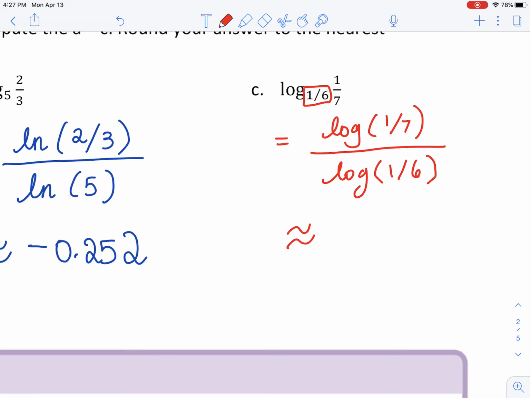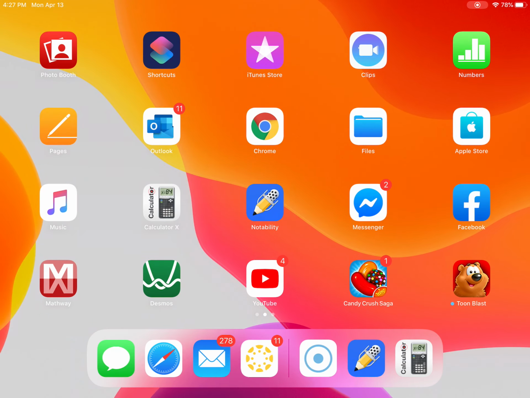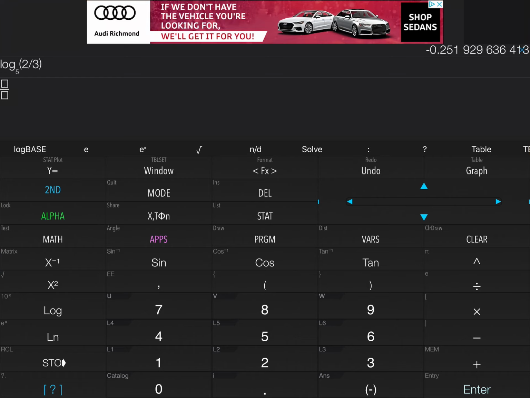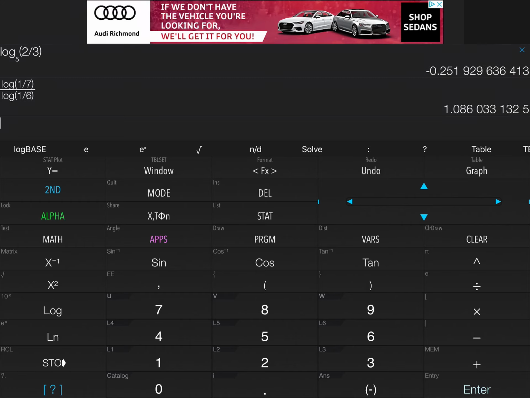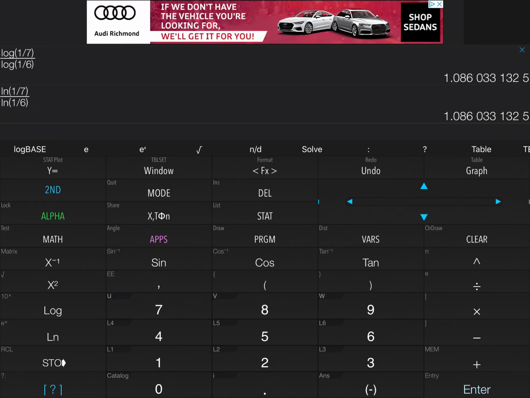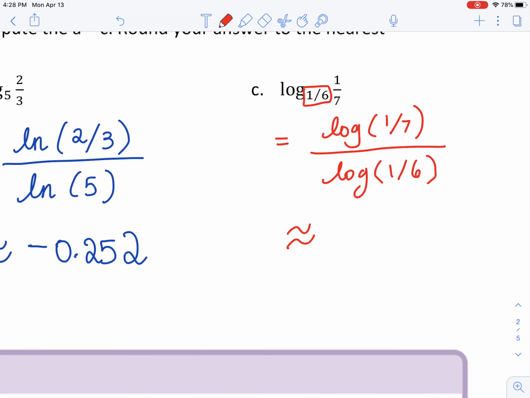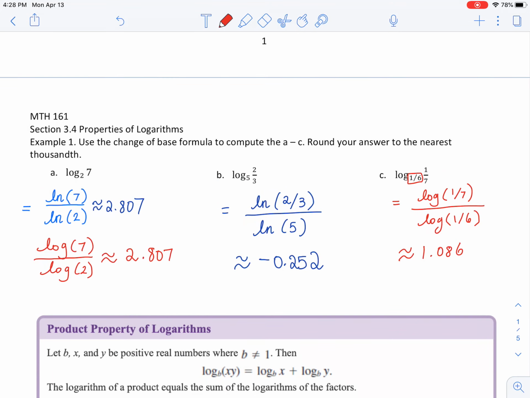Alrighty, let me go back to my calculator to type this in. I will do log 1 over 7 divided by log 1 over 6. And if I hit enter, I got the answer to be 1.086. Just out of curiosity, if I go with the natural log of 1 over 7 divided by natural log of 1 over 6, you will see that we get the exact same decimal. So I think that's enough for the change of base formula, 1.086.